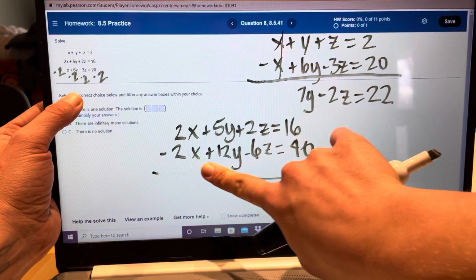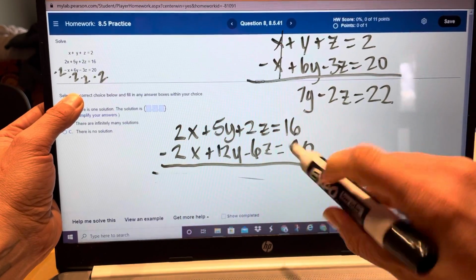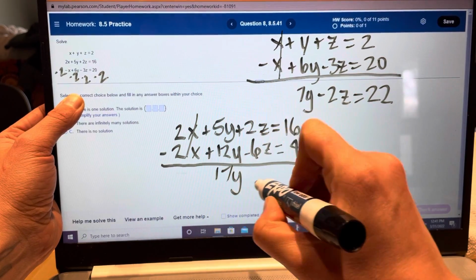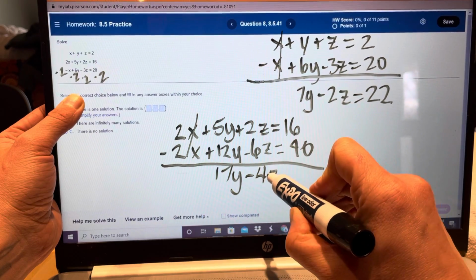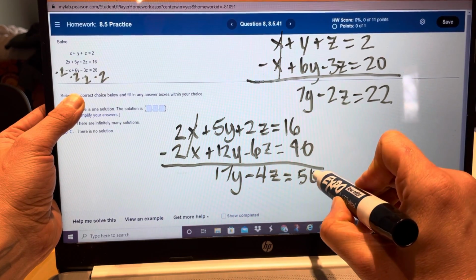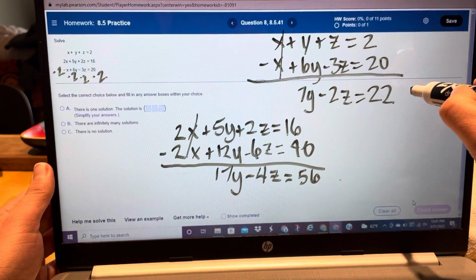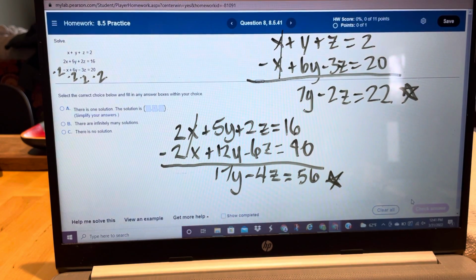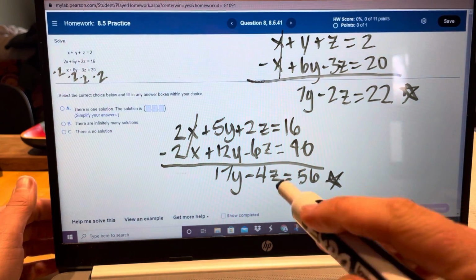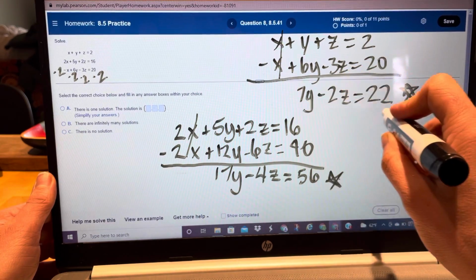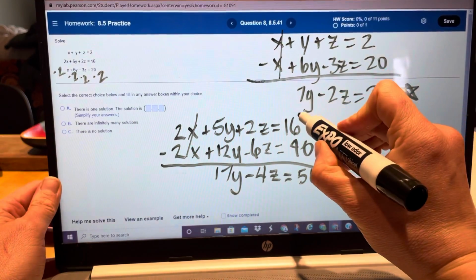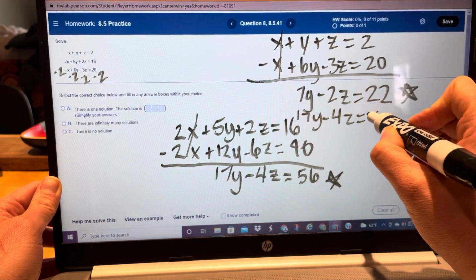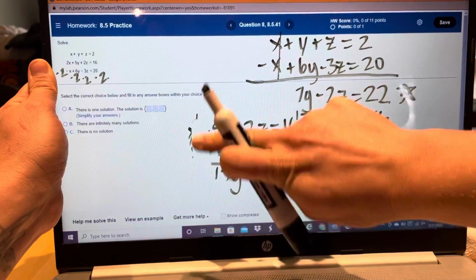All right, so we're doing the addition method again. So the x's cancel out. We have 17y minus 4z equals 56. So now we have this equation and we have this equation that both just have 2 variables. So let's see. I'm going to leave that one here, copy this other one underneath it, and then erase that. Sorry, I don't have a lot of space to work with here. Okay.